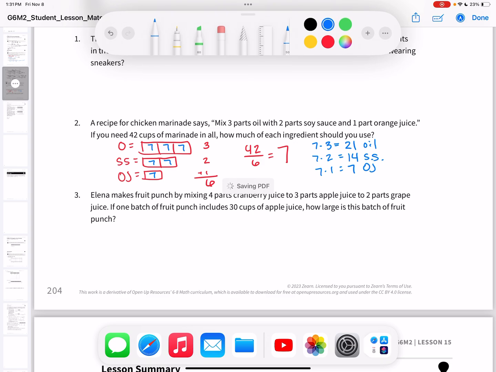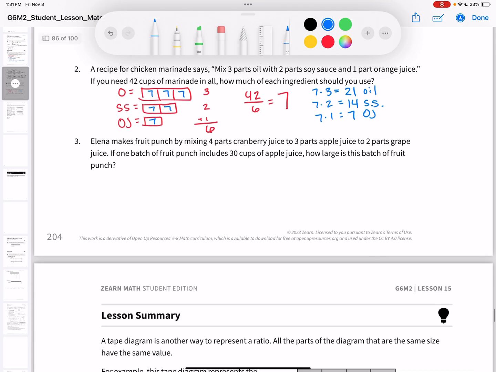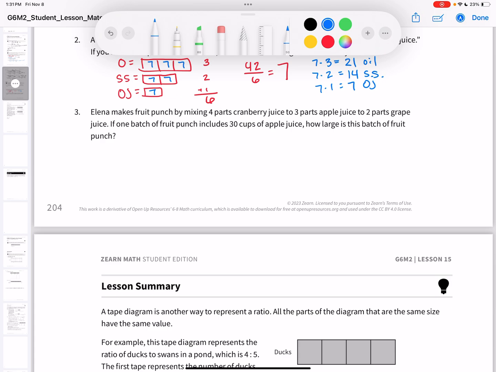Elena makes fruit punch by mixing 4 parts cranberry juice to 3 parts apple juice to 2 parts grape juice. If one batch of fruit punch includes 30 cups of apple juice, how large is this batch of fruit punch? All right, so I'm going to draw it out. So we have 4 parts cranberry juice. Cranberry juice equals 4 parts. Apple juice equals 3 parts. And grape juice equals 2 parts.